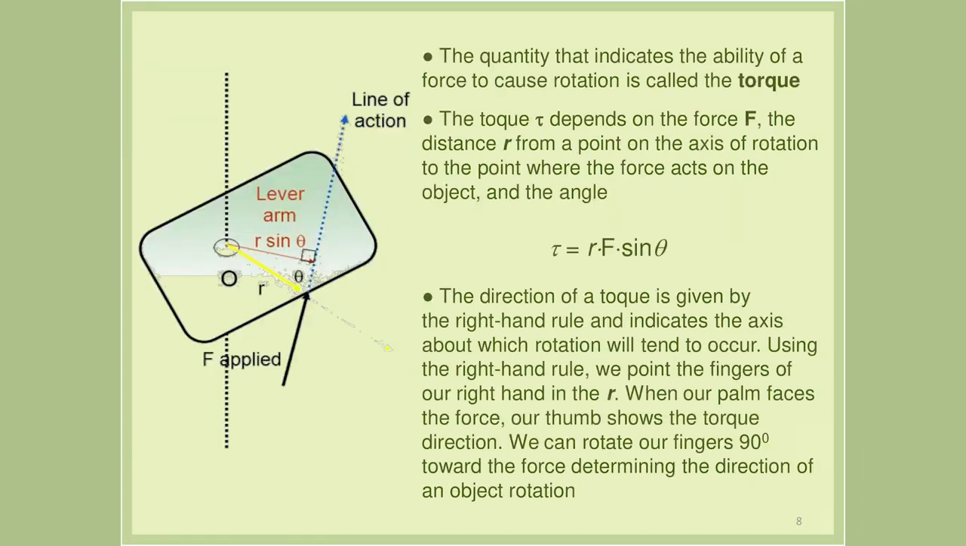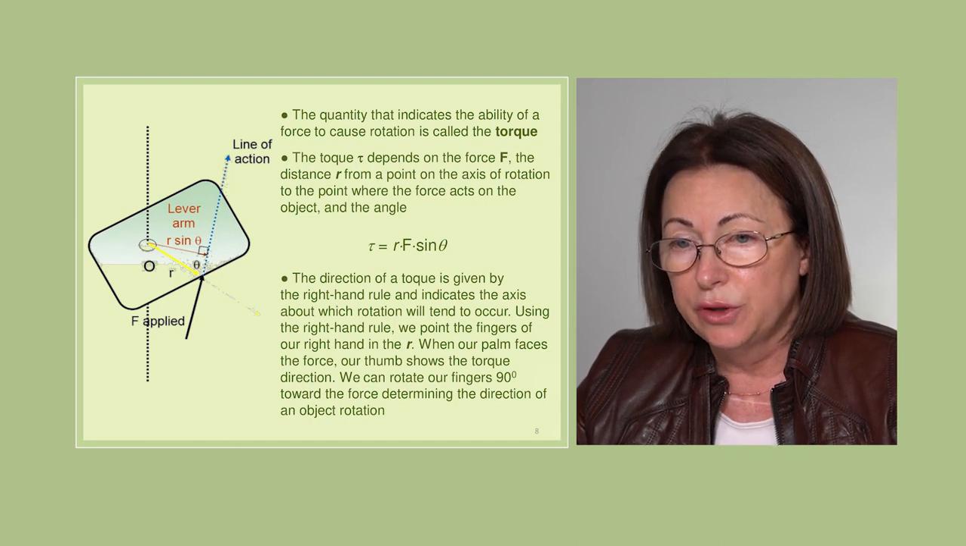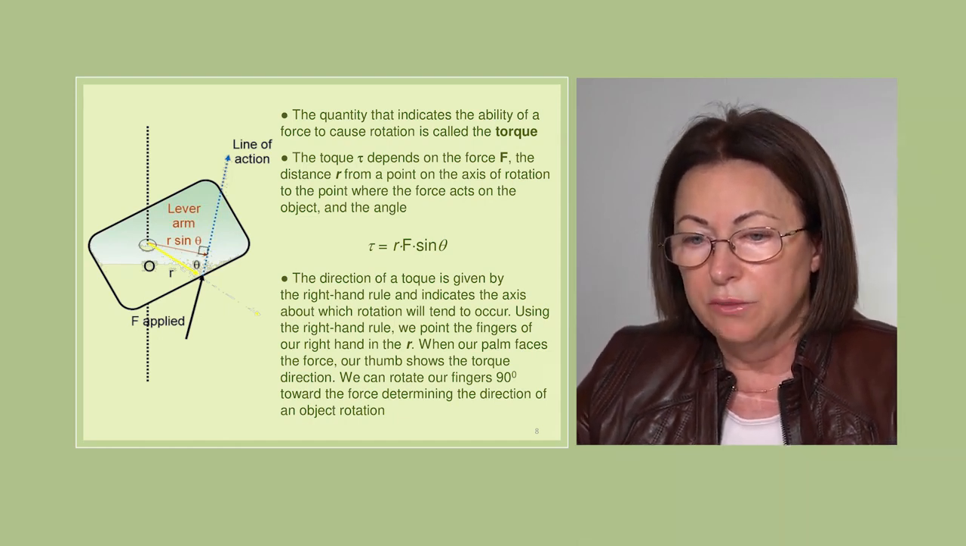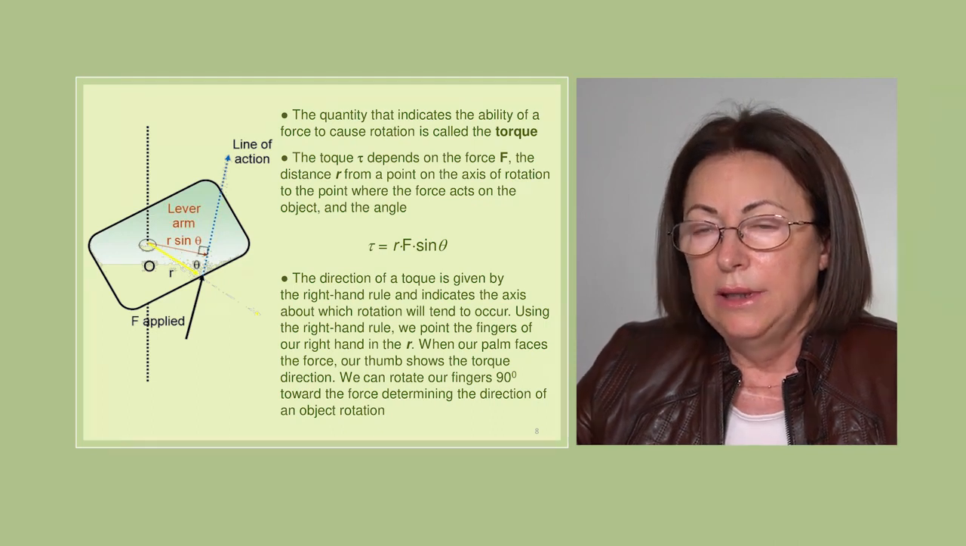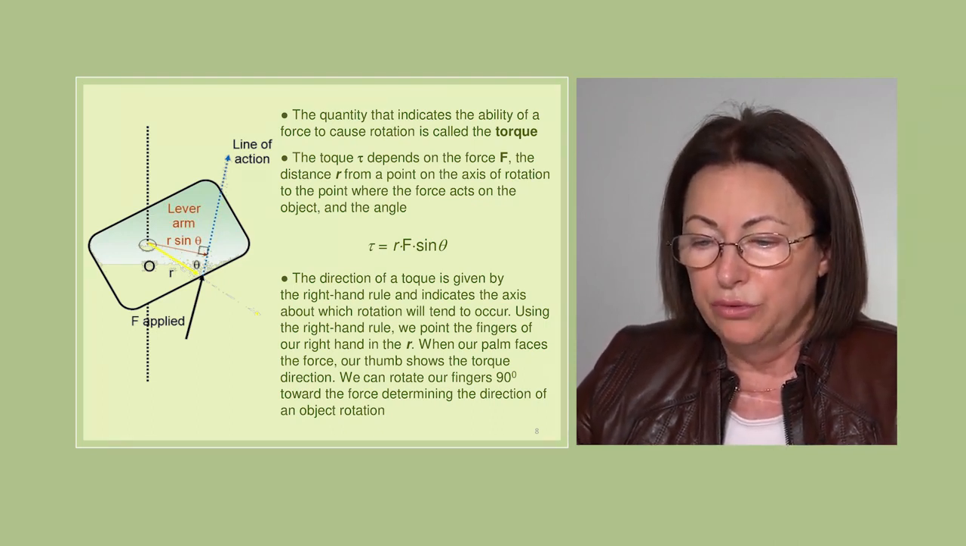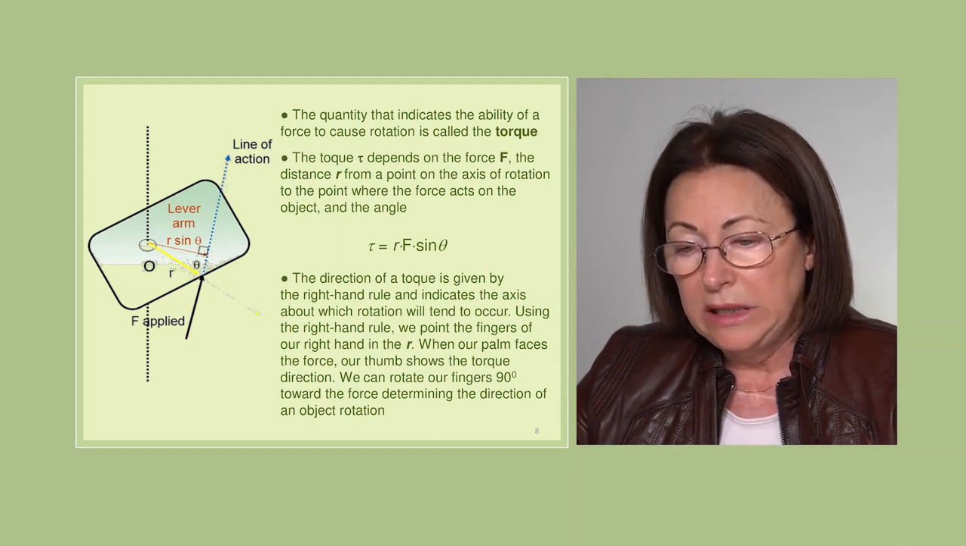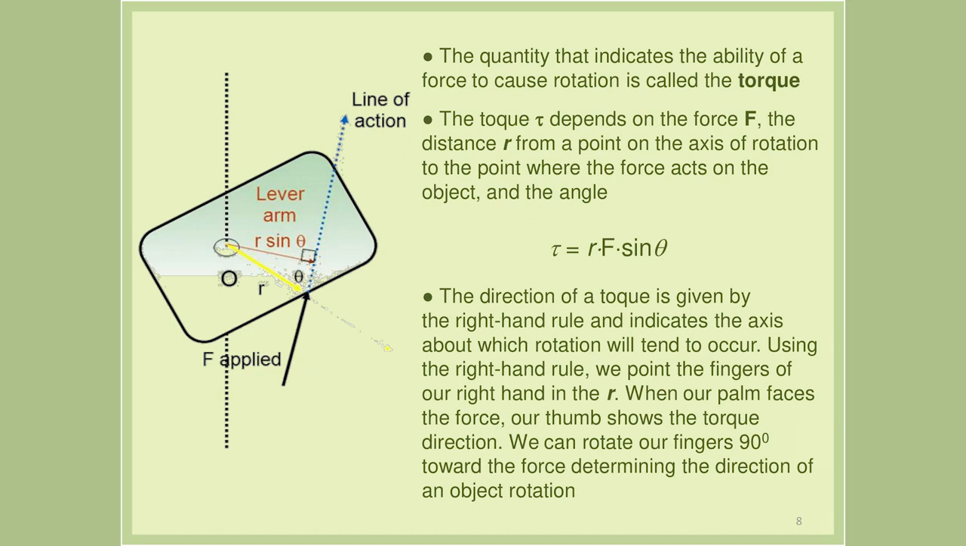The quantity that indicates the ability of the force to cause rotation is called the moment of force or the torque. So, when we talk about translational motion, the cause of this motion is the force. But when we talk about rotation, there should be another parameter that causes the rotational kind of motion. It is the torque. It is the measure of the force to initiate, to set the body into rotation.